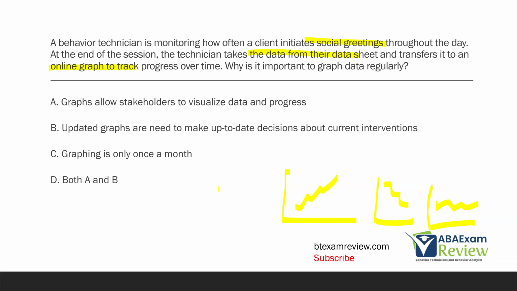C, graphing is only once a month. That's not true. We have to graph regularly. We don't graph just once a month. So why should we graph regularly? Well, it's going to allow stakeholders to visualize data in progress, and then it's going to help supervisors and even you make up-to-date decisions about current interventions. So our answer here is both A and B.